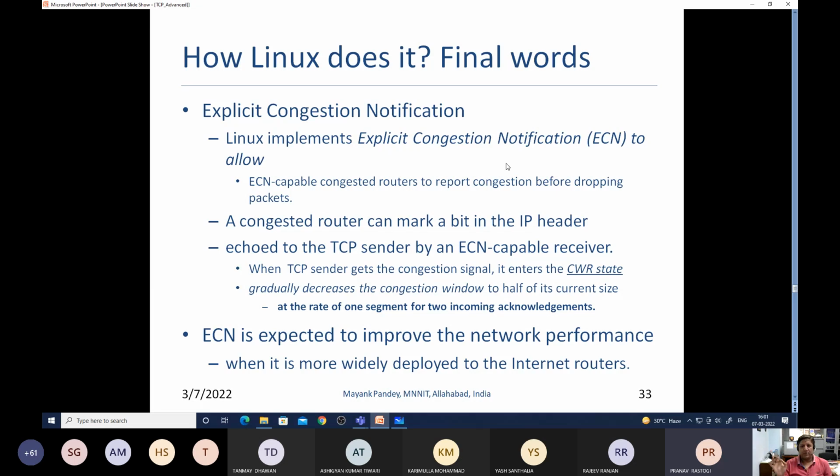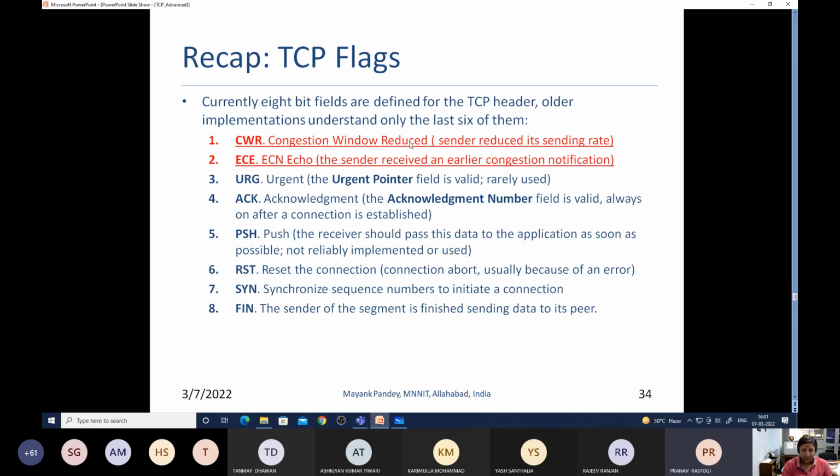This bit is echoed back to the TCP sender by the ECN capable receiver. When the TCP sender gets the congestion signal, it enters the CWR state. This is congestion window reduced.